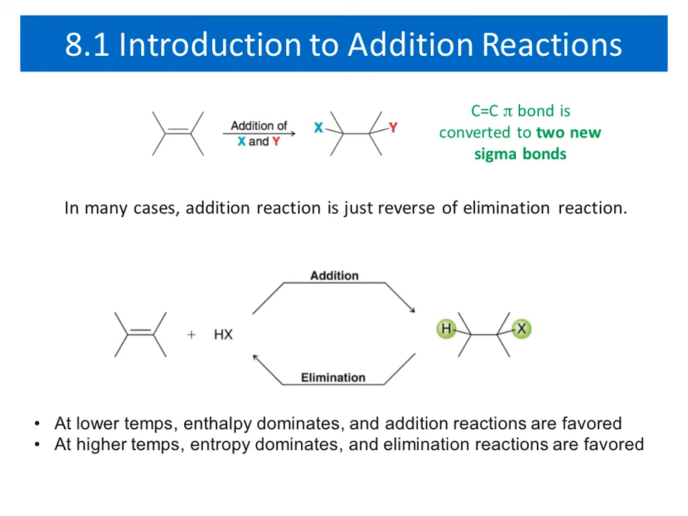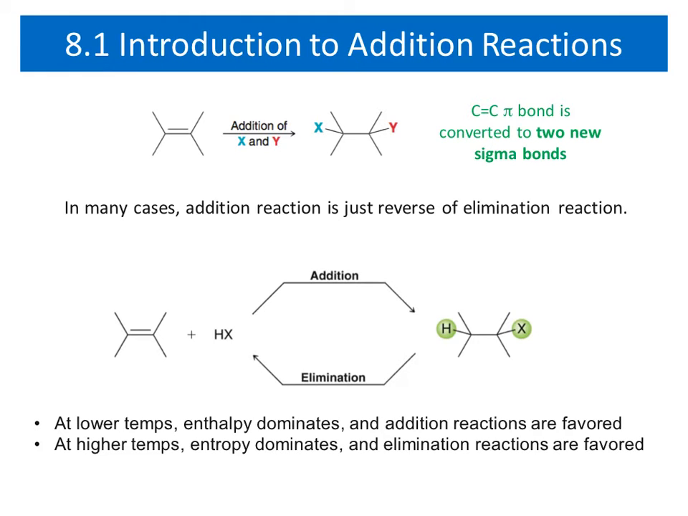Till now we know how to make alkenes and alkynes, and now we want to see what type of reactions they can do. So we are going to talk about addition reactions. The name can tell us what's happening. We are adding something across the double bond. So here we have a double bond, a pi bond. We are going to break the pi bond, and instead we are adding two groups across the double bond to the corresponding carbons. So in many cases, addition reaction is just the reverse of elimination reaction.